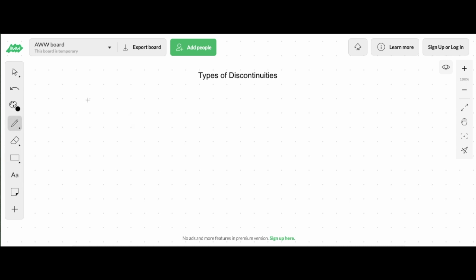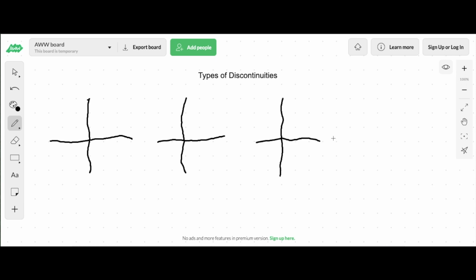So there are 4 different types. I'm just gonna draw 4 graphs of the 4 different types. Alright, cool. So these are types of discontinuities. There are 4 types of discontinuities that are really important to know.